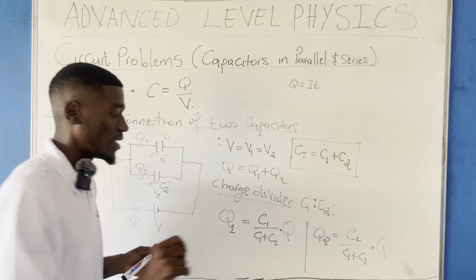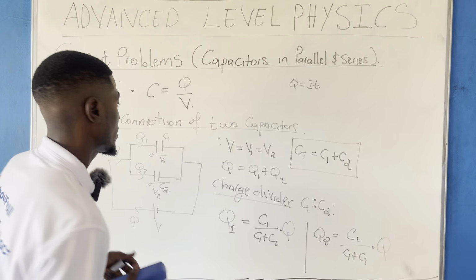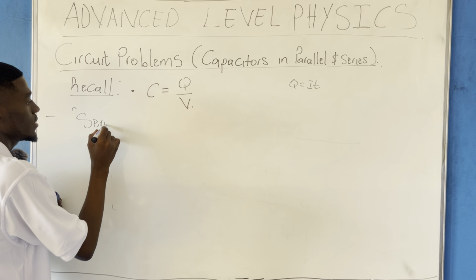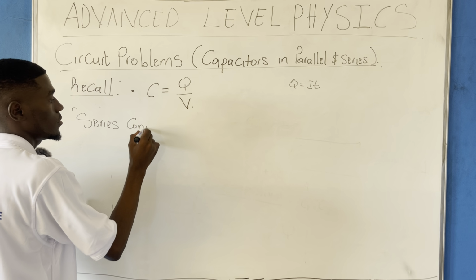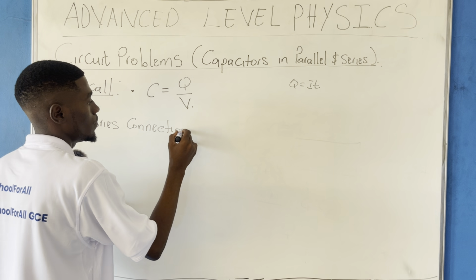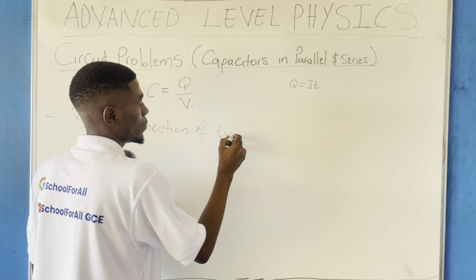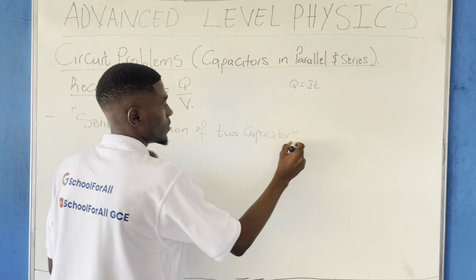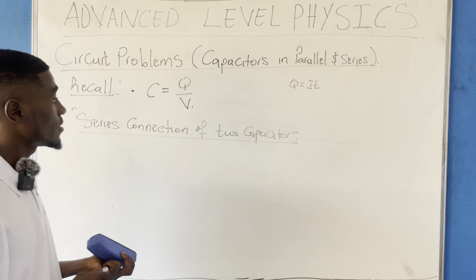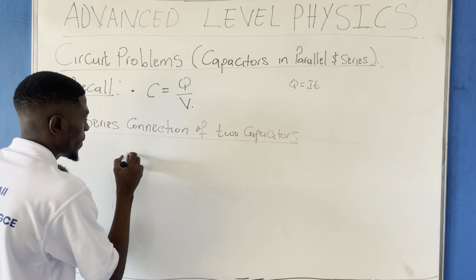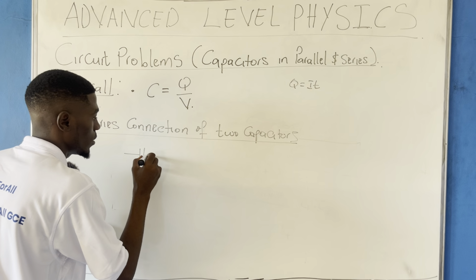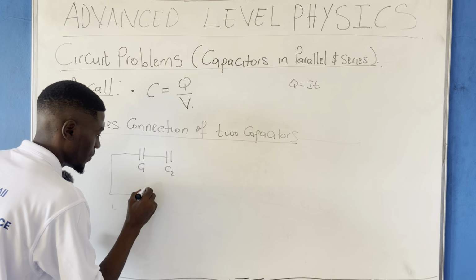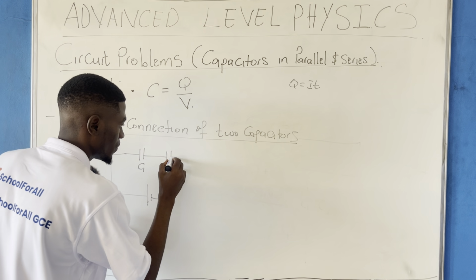Now let us go to series connection of two capacitors. For series connection of two capacitors, I'm having C1 connected to C2 in series. Then I connect a PD across them like this.